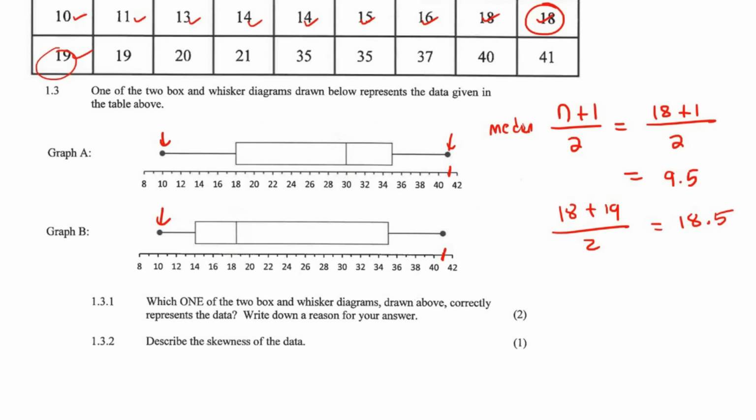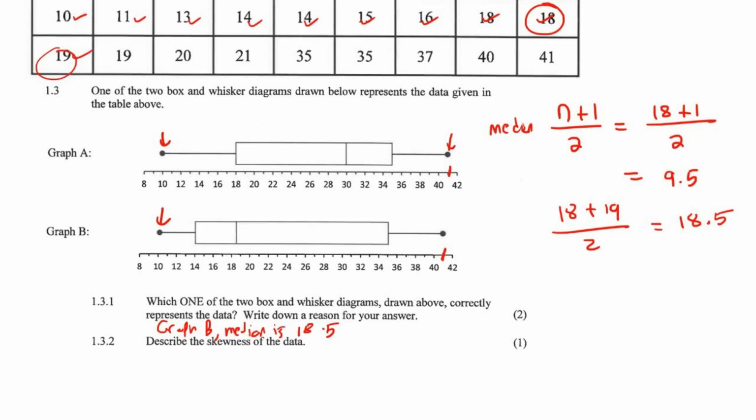18.5. And so if you look at this median, it's on 30. And if you look at this one, it's like in between those two, so that's 18.5. And so we can definitely say that it's graph B. So we can say graph B, and then we can say median is 18.5.